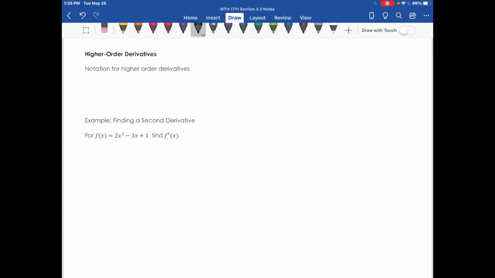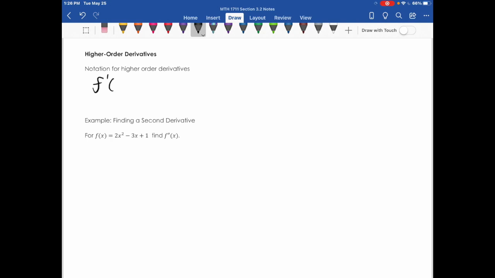Okay, the last topic in this section. I know this section has a lot of topics, but the last topic we're going to cover is what's called higher order derivatives. And that's the idea when you take a derivative of a derivative. And so when you take a derivative of a derivative, that's the second derivative. If you take a derivative of the derivative of the derivative, that's a third derivative, etc.